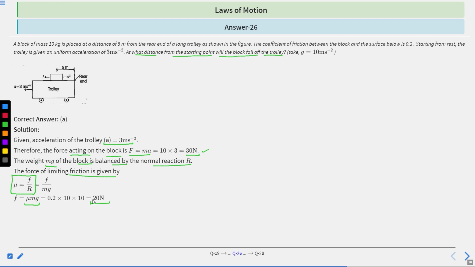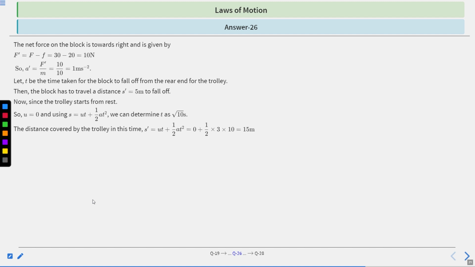The net force on the block is towards the right and is given by F prime equal to F minus f, which is 30 minus 20, which is 10 Newton, and a prime equal to F prime upon m, which is 1 meter per second square after solving. Let t be the time taken for the block to fall off from the rear end of the trolley. Then the block has to travel a distance s prime equal to 5 meter to fall off.